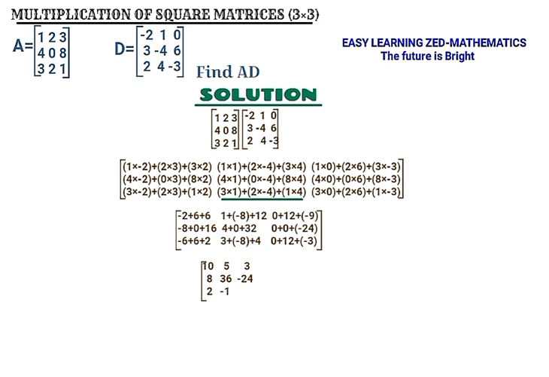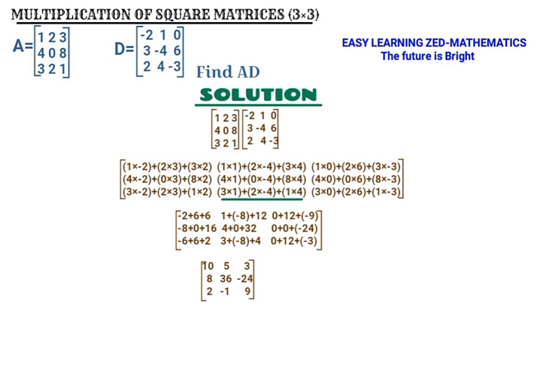Then we come to the far end, that is the last column. Okay, so 0 plus 12, that is 12. 12 plus negative 3 will give us 9. Okay, so that is the final matrix we have gotten.